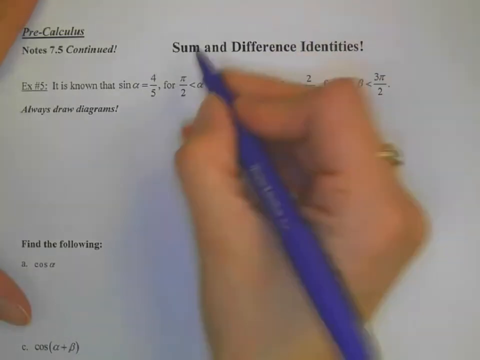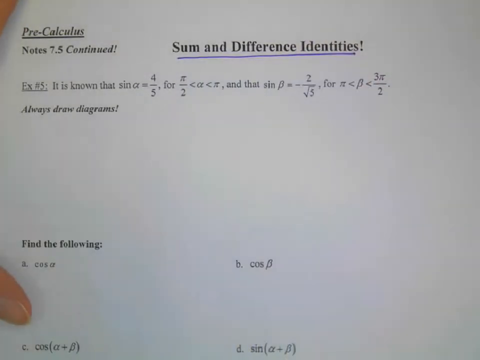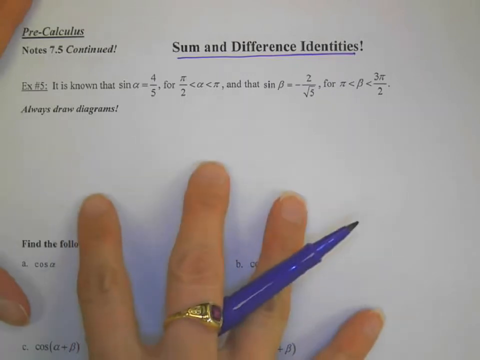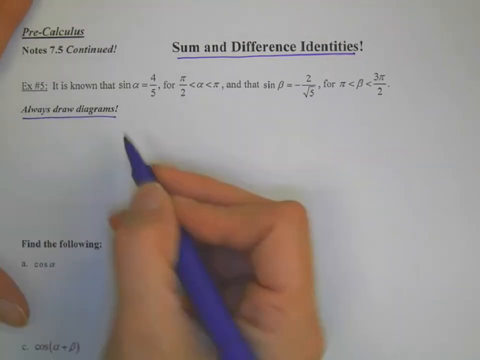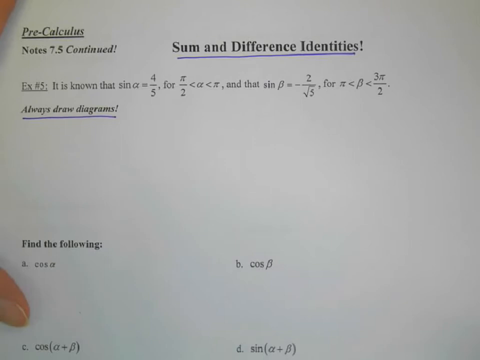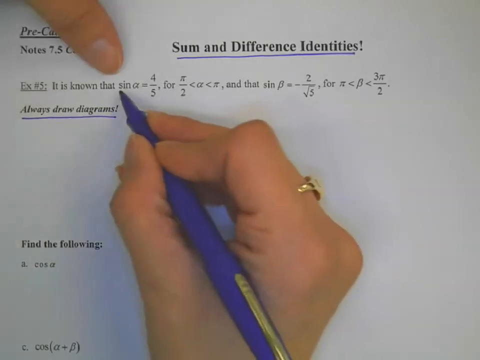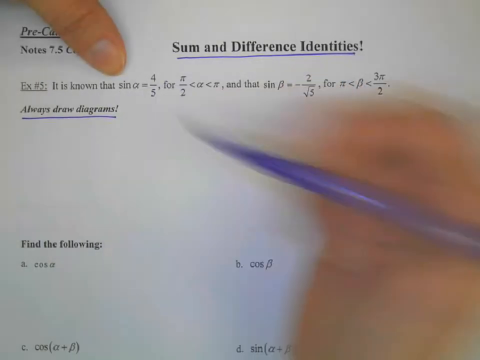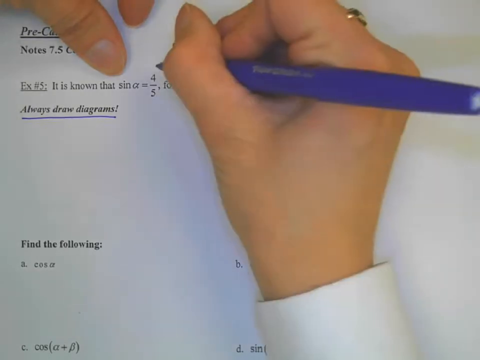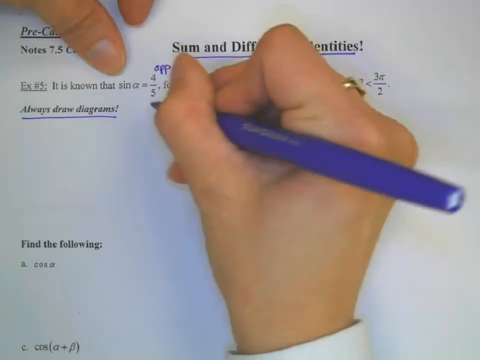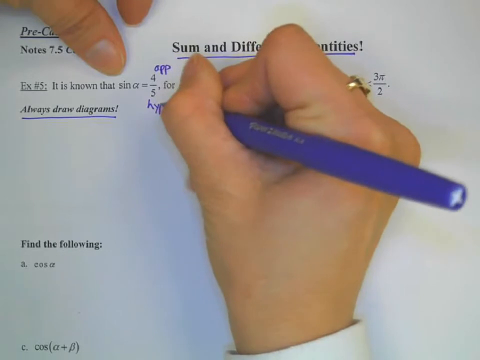What we're going to do today are sum and difference identities, okay? But we're going to be drawing pictures. Always draw diagrams in the correct quadrants, of course. So it tells us that sine of alpha is 4 over 5. And I know that sine is opposite over hypotenuse.